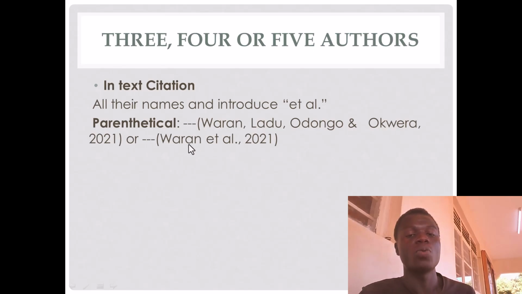When you are using this option, you only write the last name of the first author, then you include "et al." You separate it with a full stop and a comma, and then you include the year of publication. So this is what you need to take note of and understand very well.